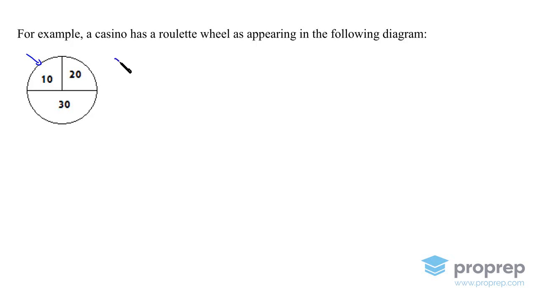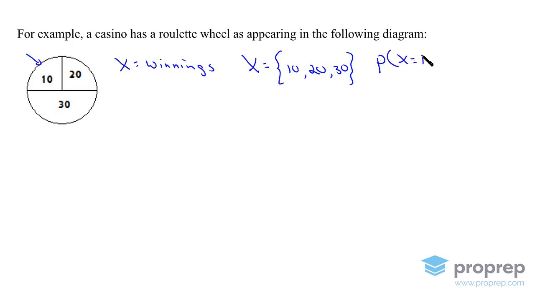So, if we define x, the variable x, as a person's winnings, right, the values that x can have is either 10 or 20 or 30. Okay, that's right here. So, if that's the case, what's the probability of x equals 10? What's the probability of someone winning $10?